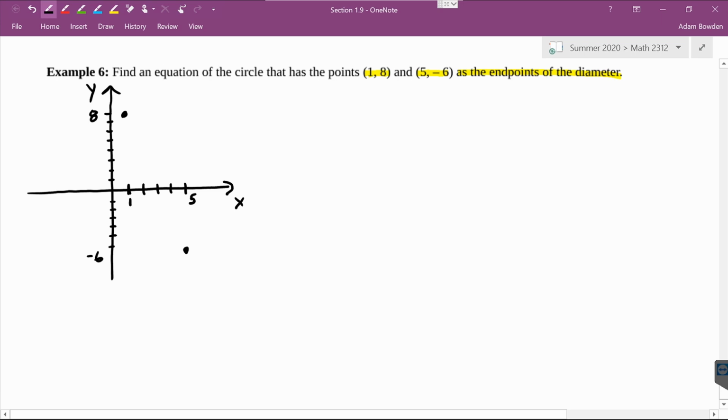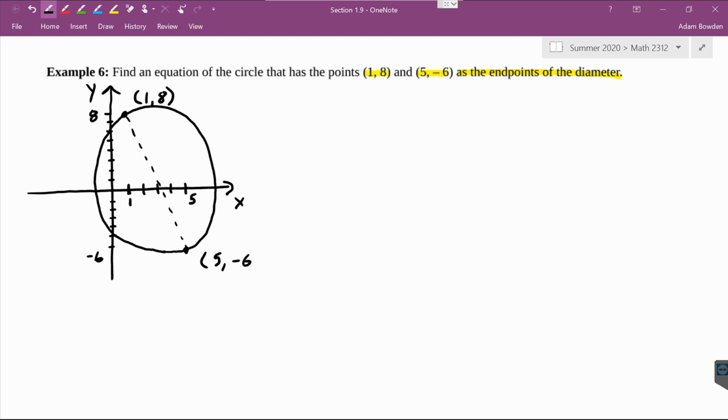All right, let's start out with the points that we have here. We have the point 1 comma 8 and 5 comma -6. And it's telling us that these are the endpoints of the diameter of the circle. So what that means is our circle is going to kind of go around like this here. Okay, looks something close to that. Well, we know that's about all we know at the moment. We'd like to know the equation, again, of the circle.